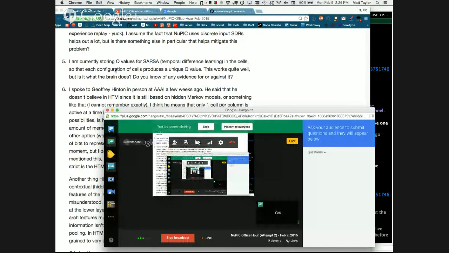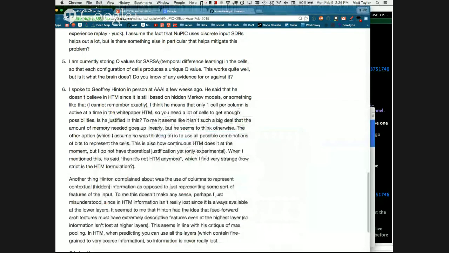Okay, another question from Eric is, so he's currently storing Q values for SARS, I'm sorry, I have no idea what that means, in cells, so that each configuration of cells produces a unique Q value. This works quite well. Is it the way the brain does it? Is there any evidence of this? I think I can take this one.